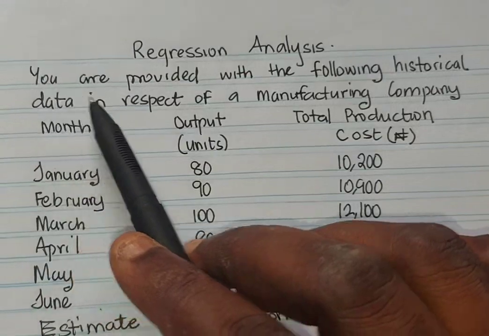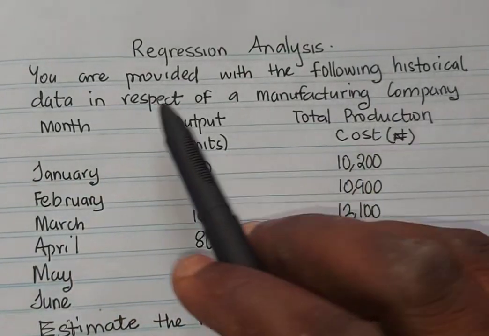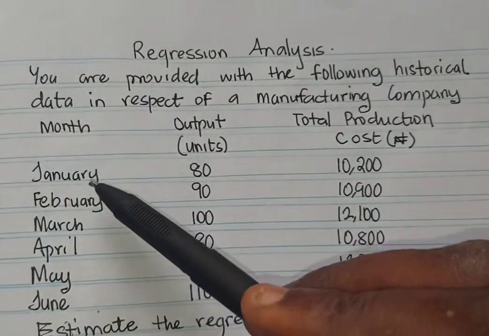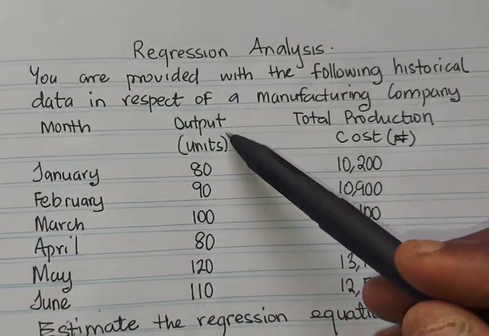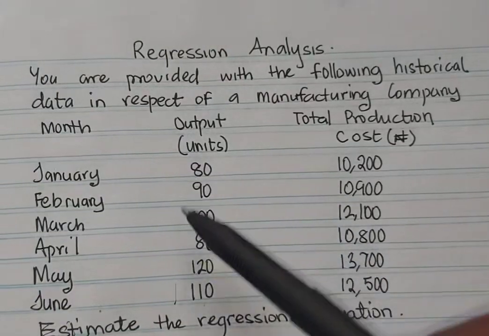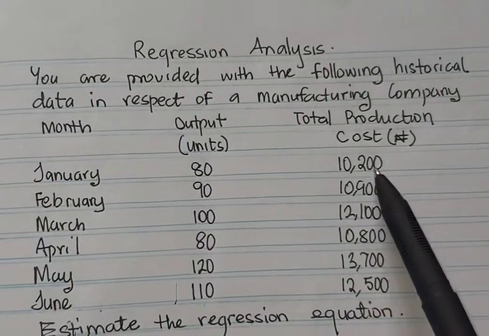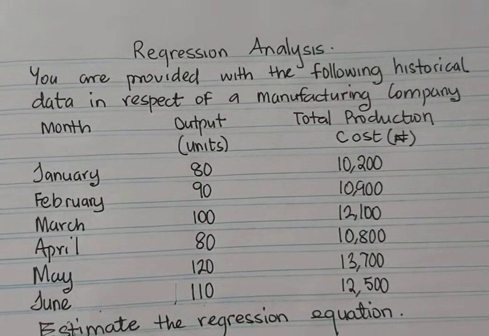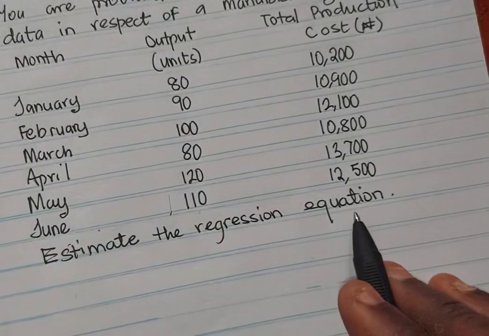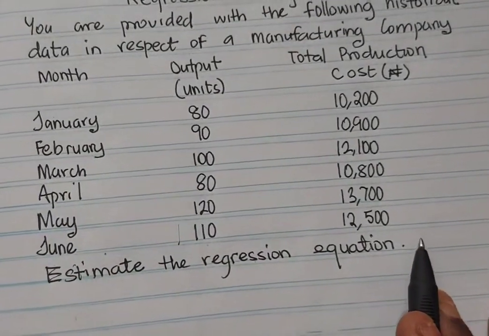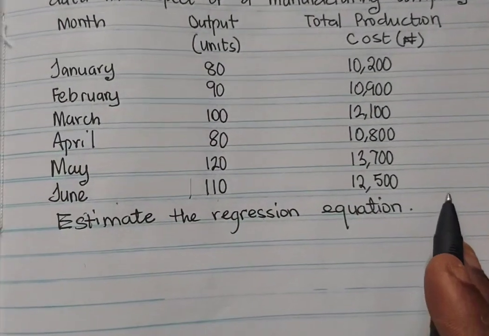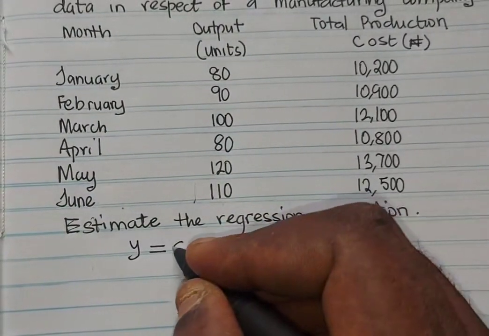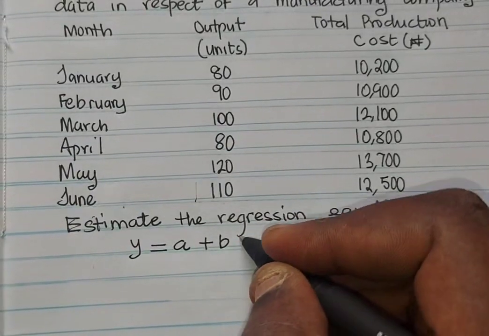You are provided with the following historical data in respect of a manufacturing company. You have been given the months from January to June, the corresponding output for each month, and the corresponding total production cost for each month. You are to estimate the regression equation. Now, the regression equation is given as y equals a plus bx.